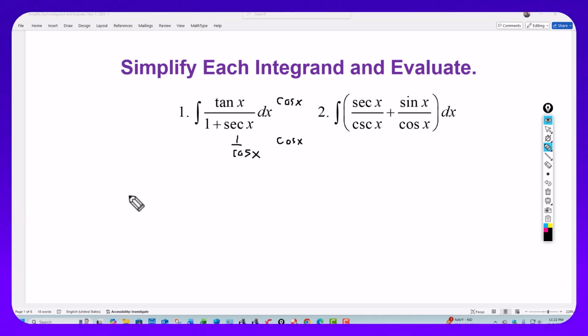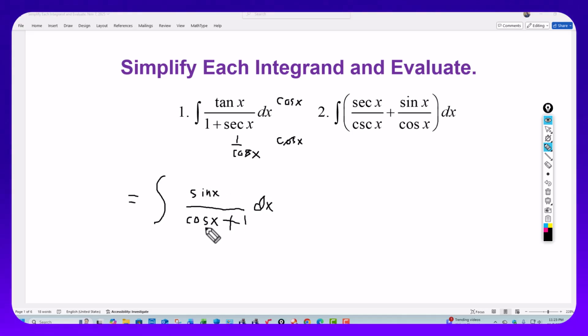Let's see what we get. So this is sine over cosine, so the cosine and the denominator here will cancel. That'll leave me with sine of x in the numerator. The denominator multiplied by cosine, so cosine of x times 1 is cosine of x. And of course, again, 1 over cosine times cosine of x, the cosines cancel here. Gives me a plus 1 here. I've still got the dx. So this gives me a different look at the integrand now.